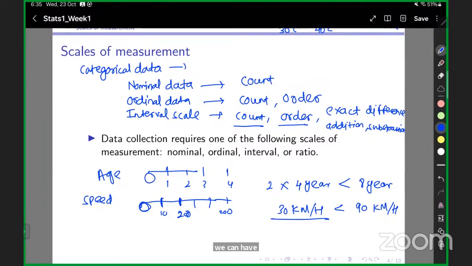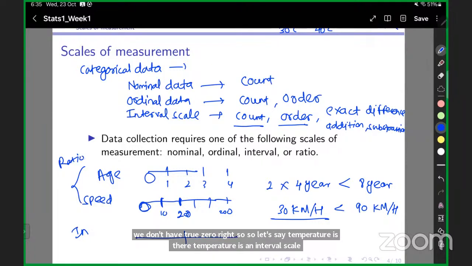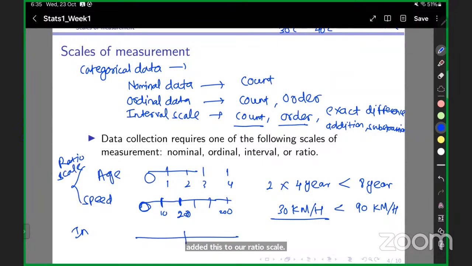In an interval scale of measurement, we don't have true zero, right? So let's say temperature is there. Temperature is an interval scale. These two are ratio scale. This is about ratio scale: in ratio scale we have true zero, and that's why we can do multiplication and division, right?